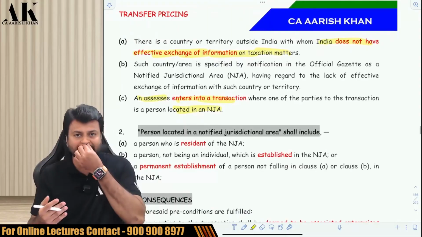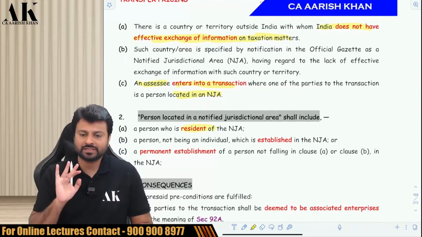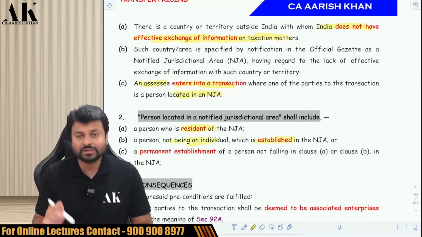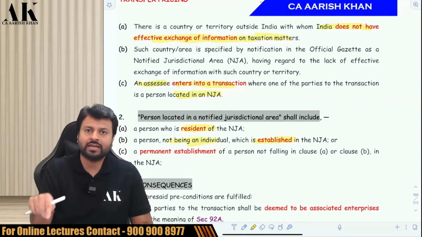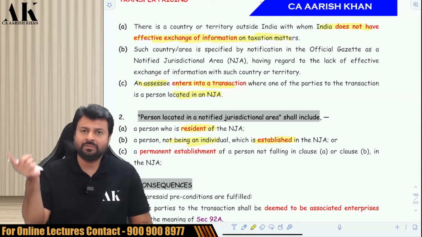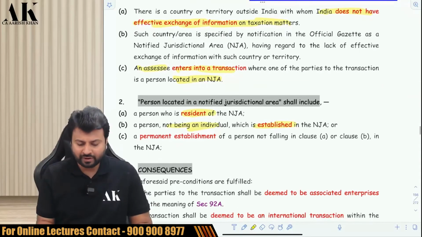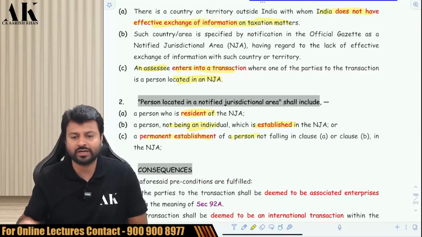So first thing which we need to identify is, what is an NJA? Who can be called as a person located in NJA? A person who is a resident in NJA can be called as a person located in NJA in case of individuals. In case of other than individual, a person who is established in NJA, like a company which is incorporated in NJA, a firm which is incorporated in NJA, LLP which is formed in NJA, can be called as a person located in NJA. Or a foreign company, or any other person who has a permanent establishment in NJA, can also be called as a person located in NJA.